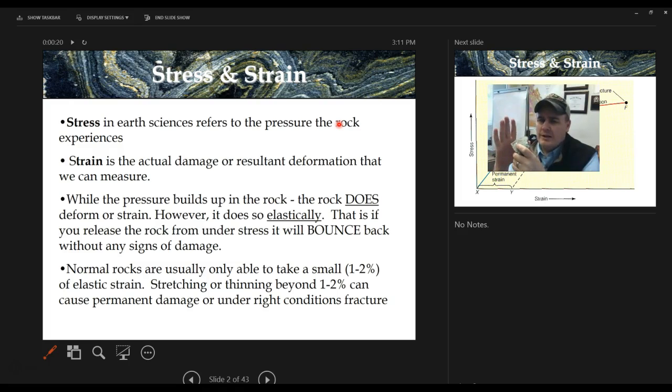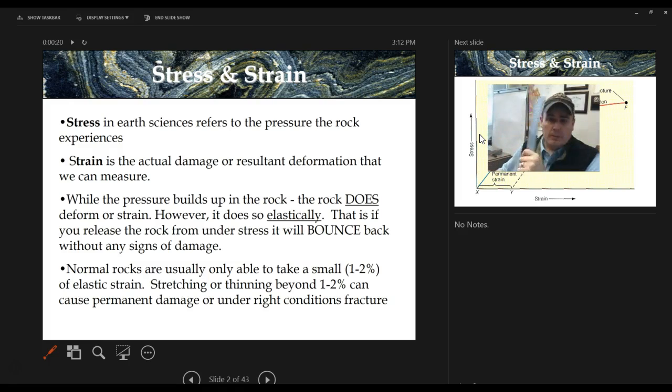So if you apply pressure to this rock, it will slowly bend a little bit, and then it will bounce back elastically if you don't push it too hard. Here's an example. Here's a ruler that I have here. Now I'm going to apply stress to it. I apply stress to it, and it bends. So the stress that I'm applying here is causing it to strain or bend. Now if I release the stress, it bounces back to its normal point, right?